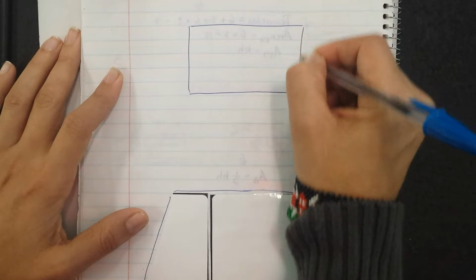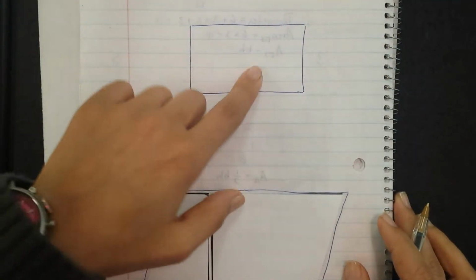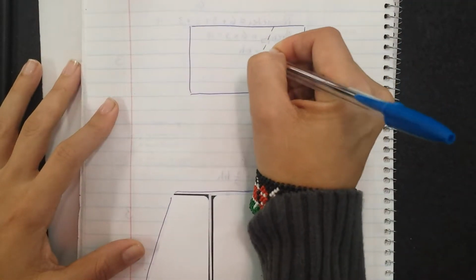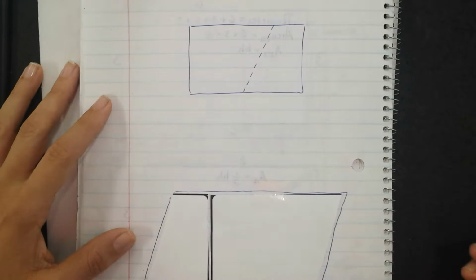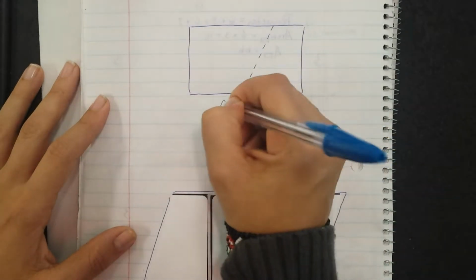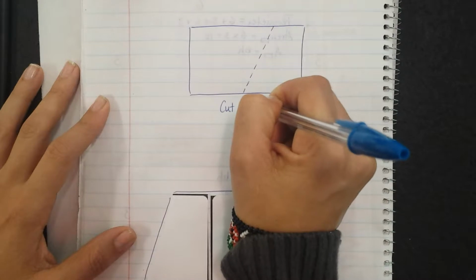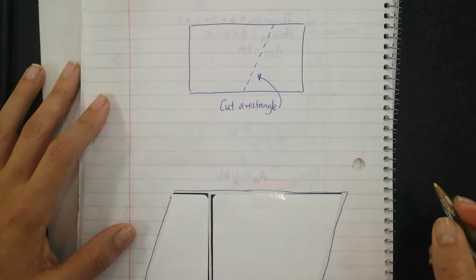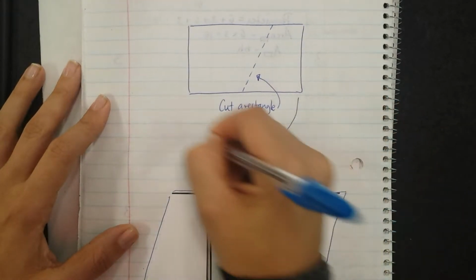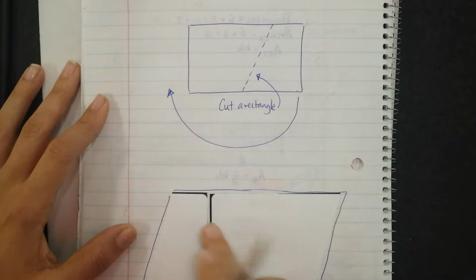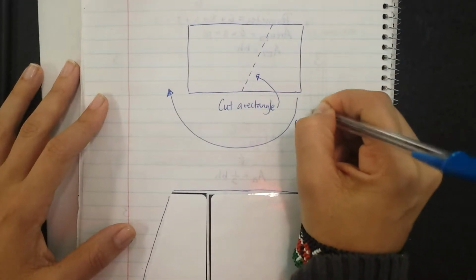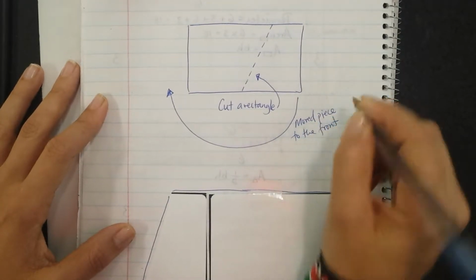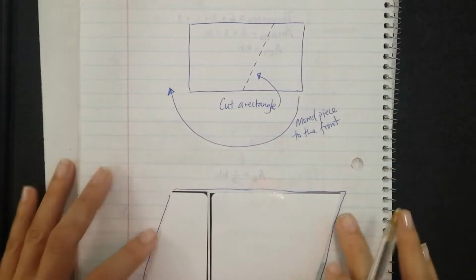Just a rough sketch, because I basically want to show what we do from this rectangle to get a parallelogram. What we did is we took our rectangle and we cut a line, a slanted straight line, like that. So I'm going to say cut a rectangle. All right, and then we moved this piece to the front in order to get it here, right? We moved this piece to the front so that it could look like this.